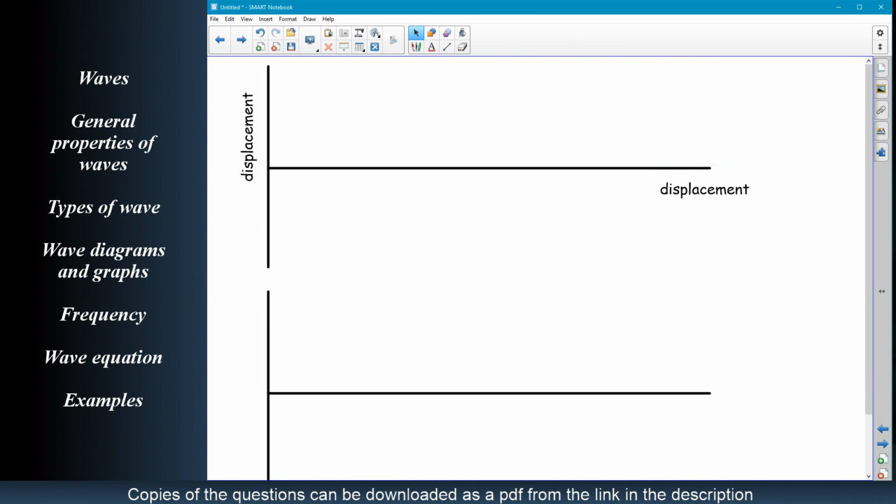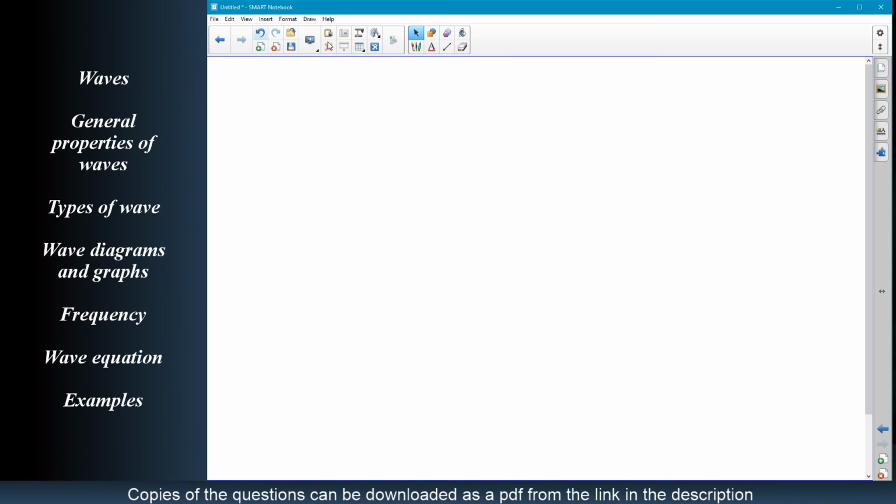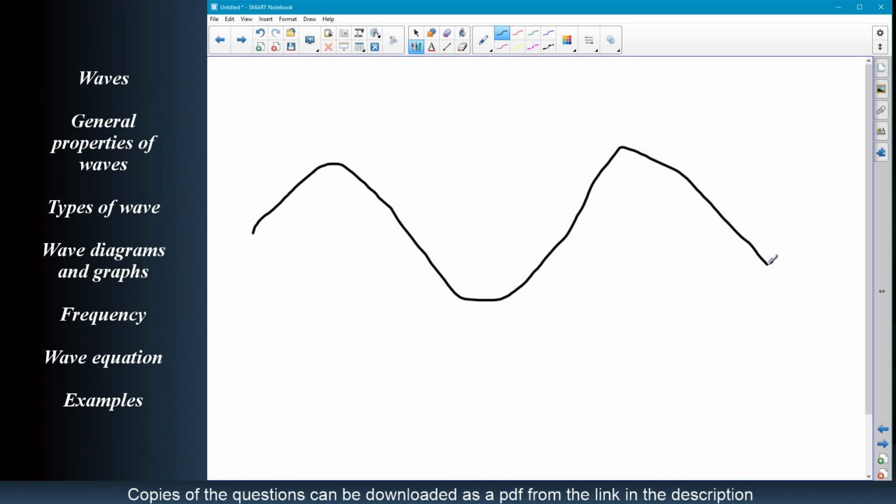We don't. Okay, so let's take a brand new page, and let's take a look at a really simply drawn transverse wave. Transverse waves are probably the easiest to explain. So again, my apologies for the terrible wave I'm drawing here, but it is transverse. It's just not very good.